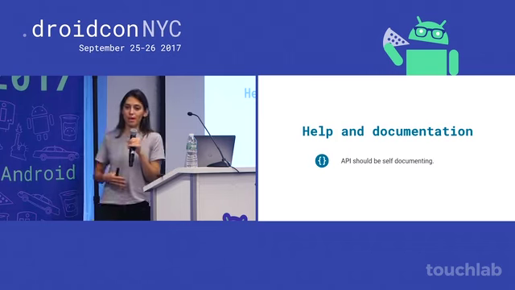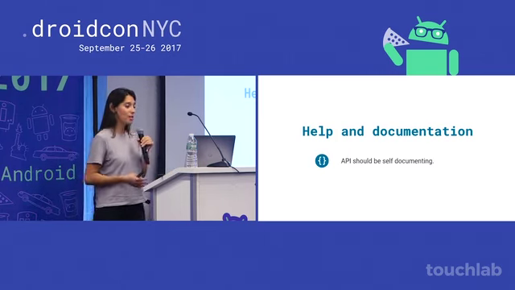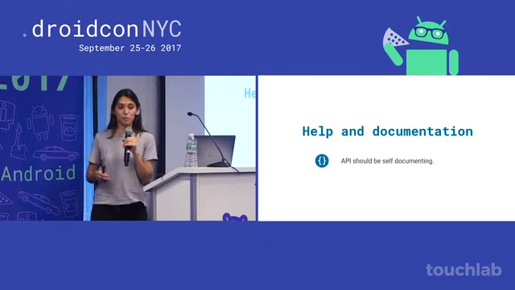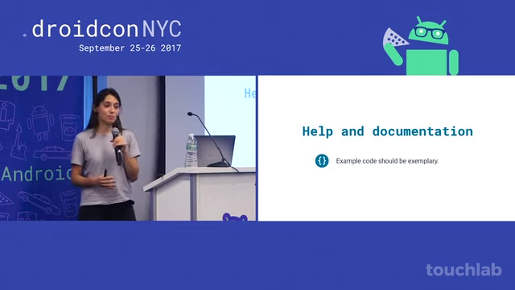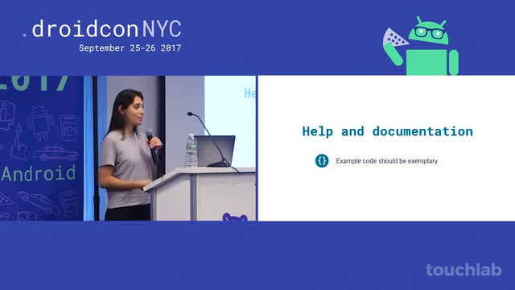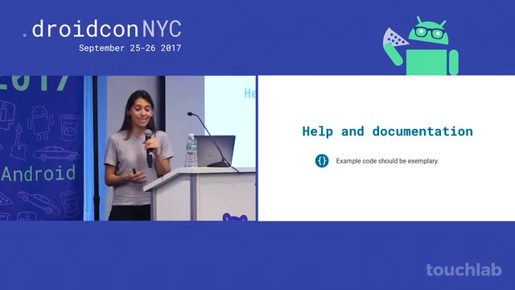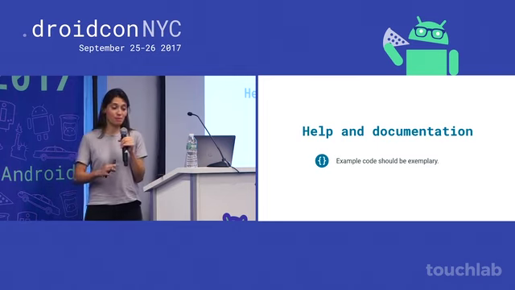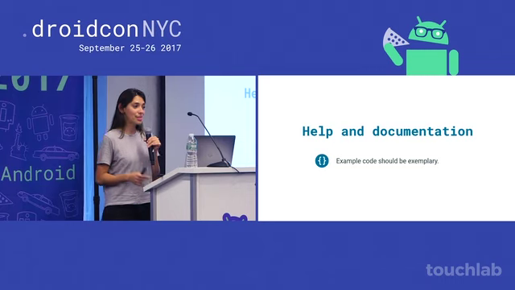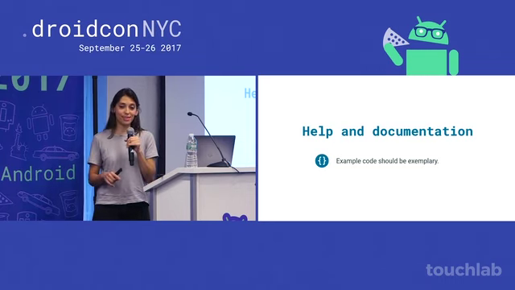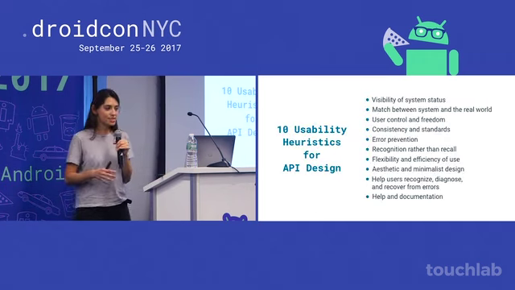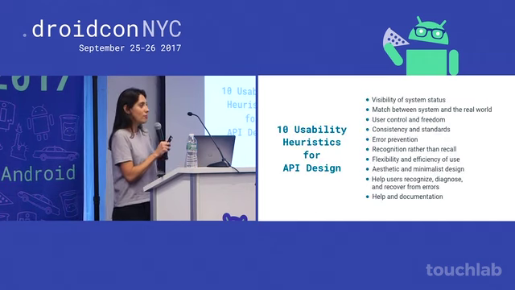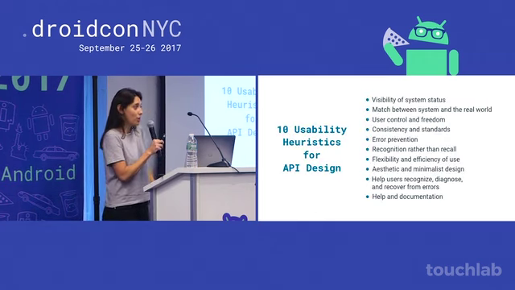So document every exported API element, every class, method, field, parameter. And also, the example code should be exemplary, because if an API is used widely, its examples would be a model for maybe even thousands of applications. And any mistakes that you're doing in that example code will come back and haunt you. So these are the 10 usability heuristics for the UI that we can successfully apply also to the API design.